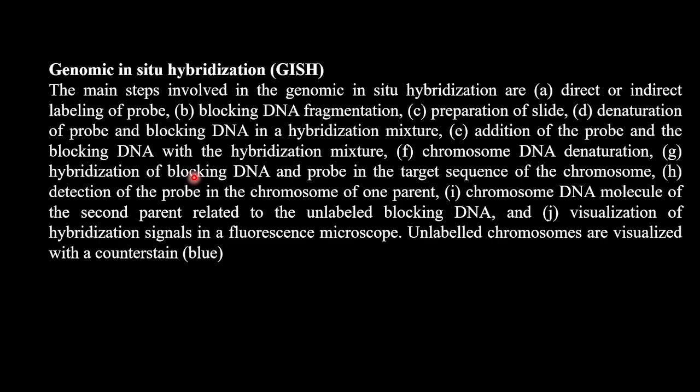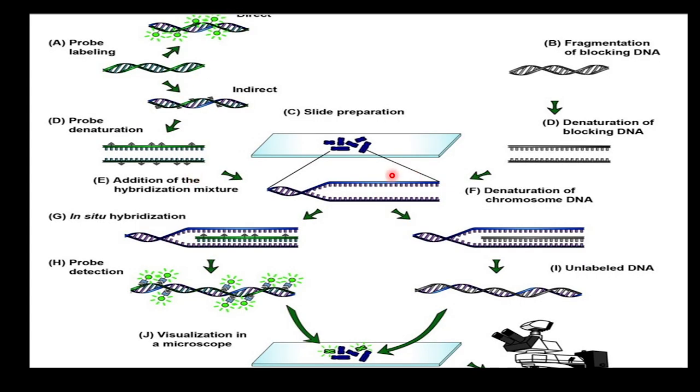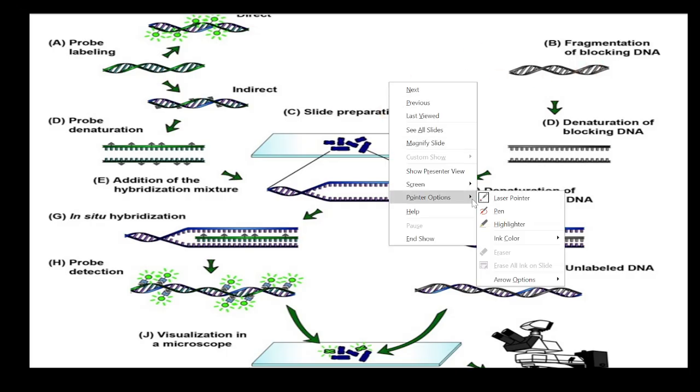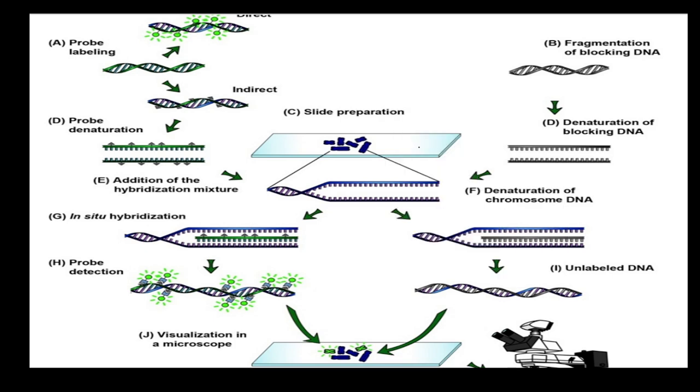Like FISH, there is also the genomic in situ hybridization method. Suppose this is a particular plant, triticale. Triticale is a combination of wheat and rye, and you want to see in this particular species how many chromosomes are similar to rye or are coming from rye.